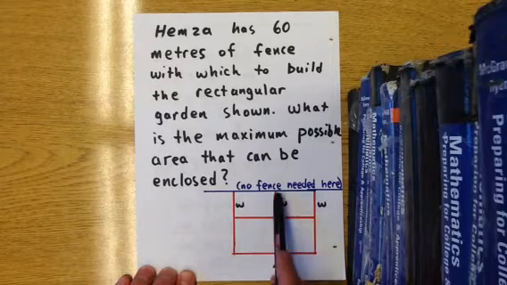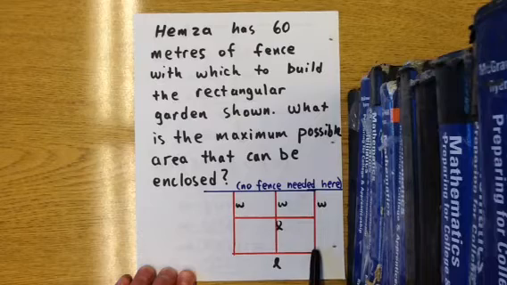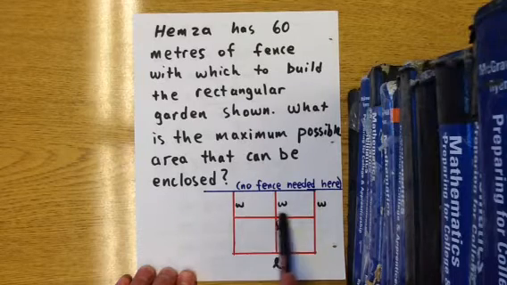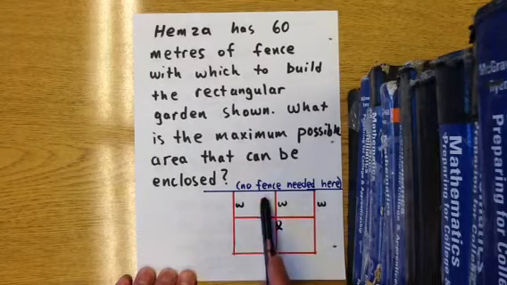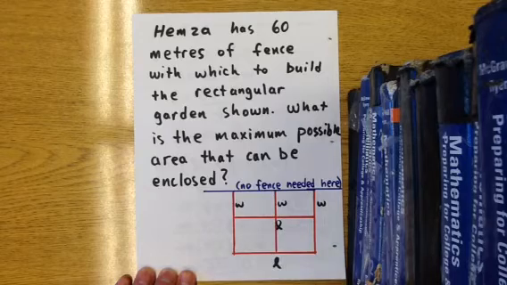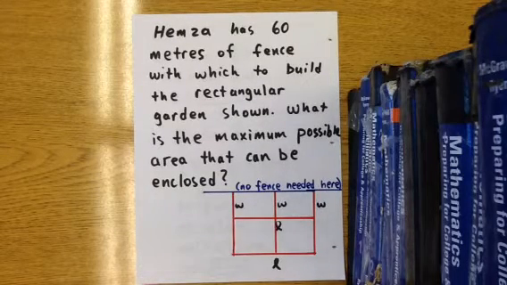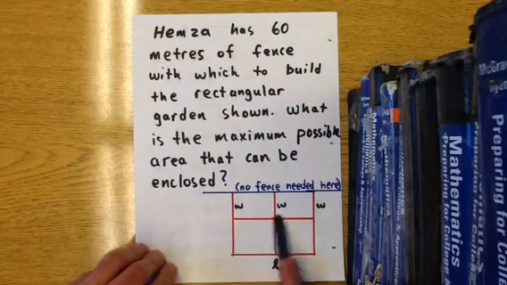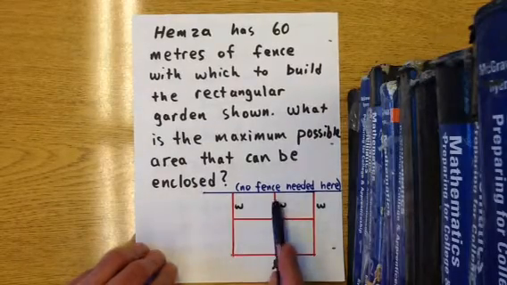Now, what Hamza wants to do is build along a wall so that there's no fence needed up here, and he wants to build 3 widths and 2 lengths so that he can plant 4 different types of crop. Well, he wants to enclose the maximum amount possible, so let's see what he can do. Remember, we have 2 lengths and 3 widths.